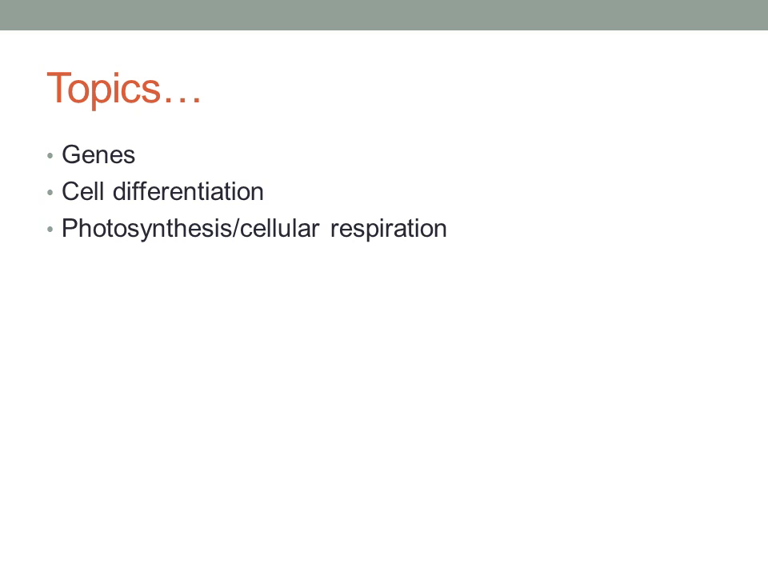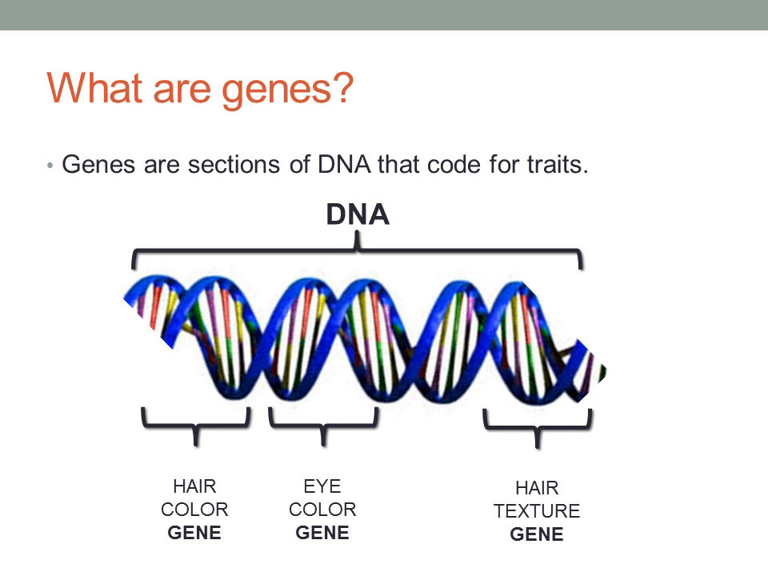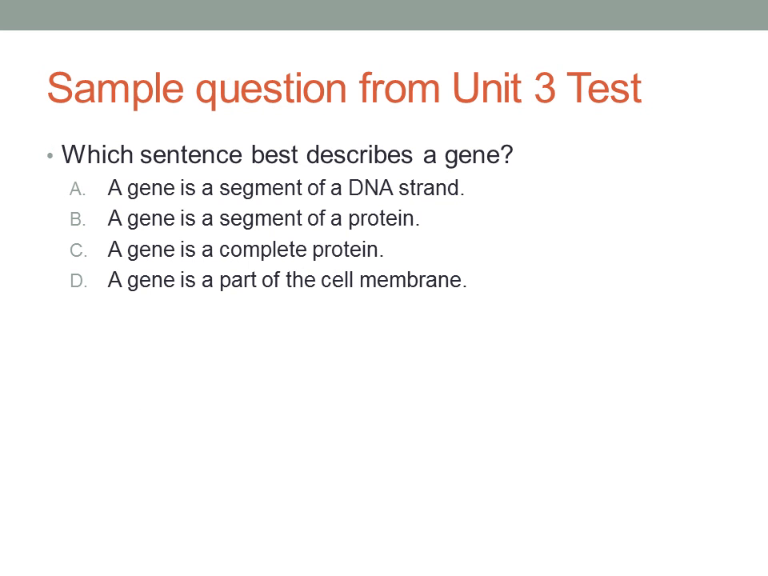Here are the topics we'll go over: genes, cell differentiation, photosynthesis, and cellular respiration. So what are genes? Genes are sections of DNA that code for traits. Remember, this whole long strand of DNA is what we call the genetic material. But the sections are what we call genes. So we could have the hair color gene, the eye color gene, or the hair texture gene, all within the same DNA. And so genes are sections of the DNA.